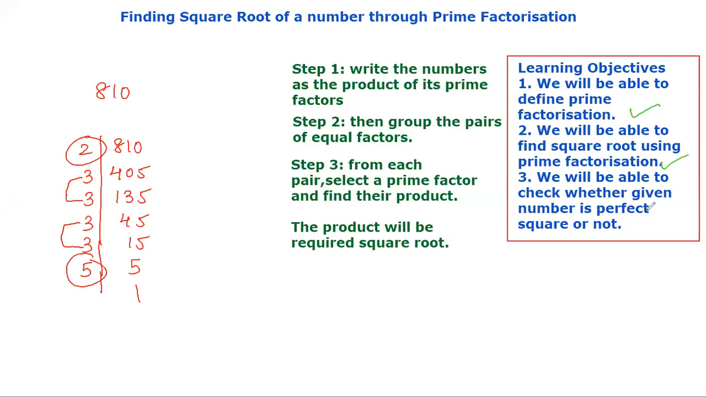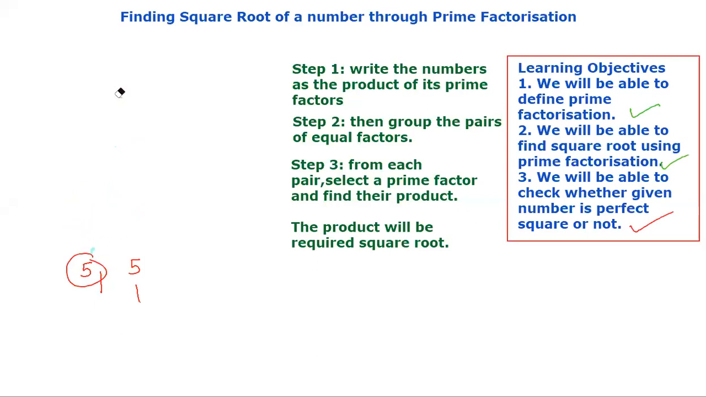So with this, we have achieved our third learning objective also. So in this session, we have learned what prime factorization is, how to find out the square root of a number with the help of prime factorization, right? And what are the steps of doing this? These are the steps to find out the square root of the number using prime factorization. And the last one, we have learned that if a number is given, we can also check whether the number is a perfect square or not. Thank you.